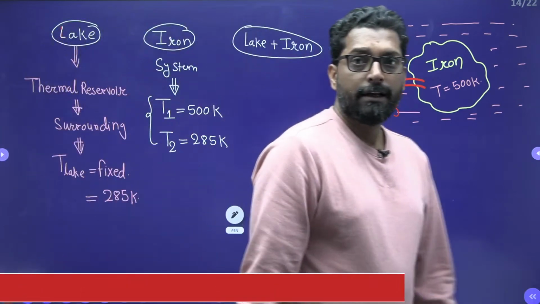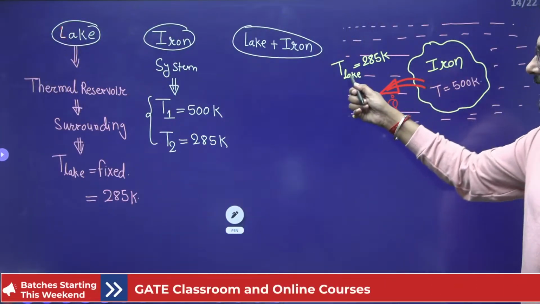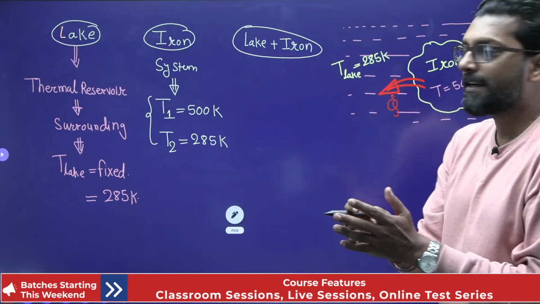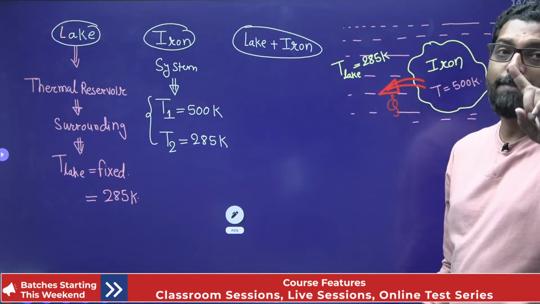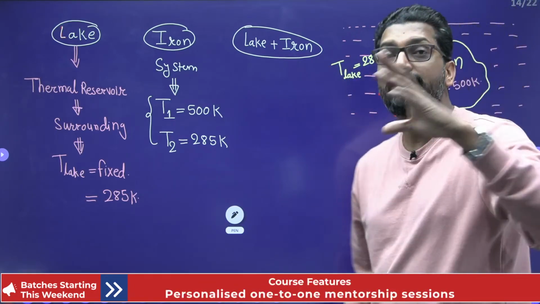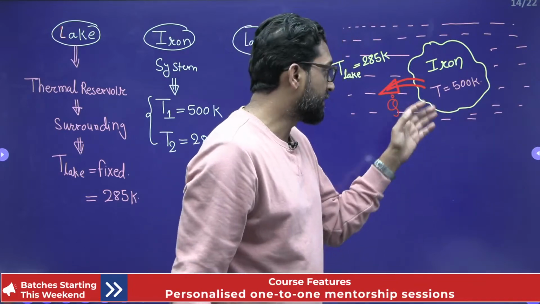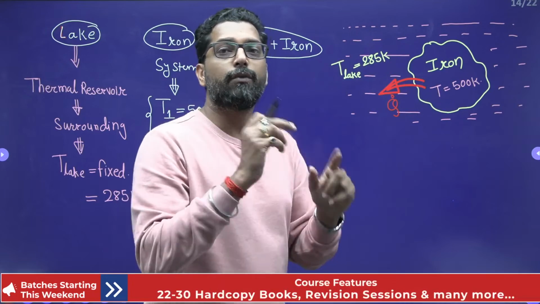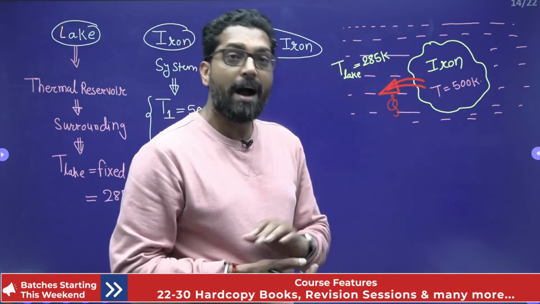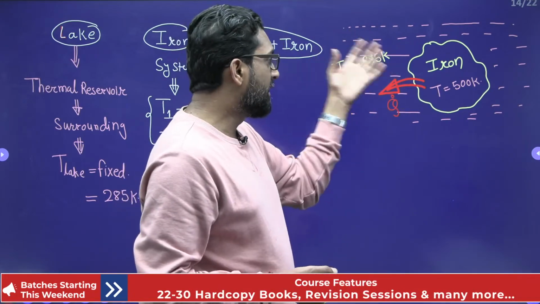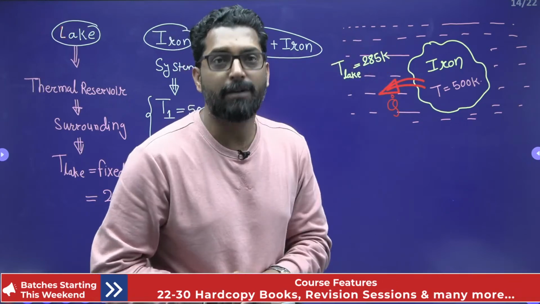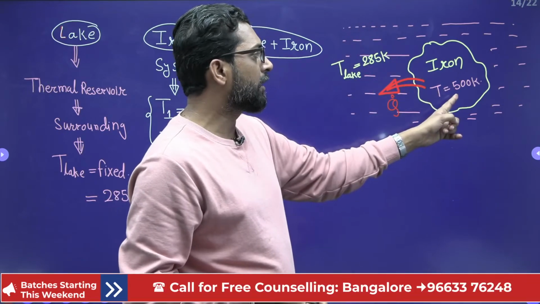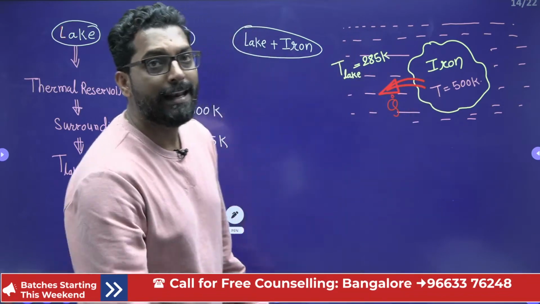If it is not a lake, if it is something like an aquarium, we have to find the energy balance. Due to that energy balance, we find the final equilibrium temperature. That means the energy that goes out is the same energy that is taken in, and accordingly we find the final equilibrium temperature. But by default here the lake acts as a thermal reservoir, so the lake temperature doesn't change. So what is the final temperature of the iron? It is equal to the lake temperature.